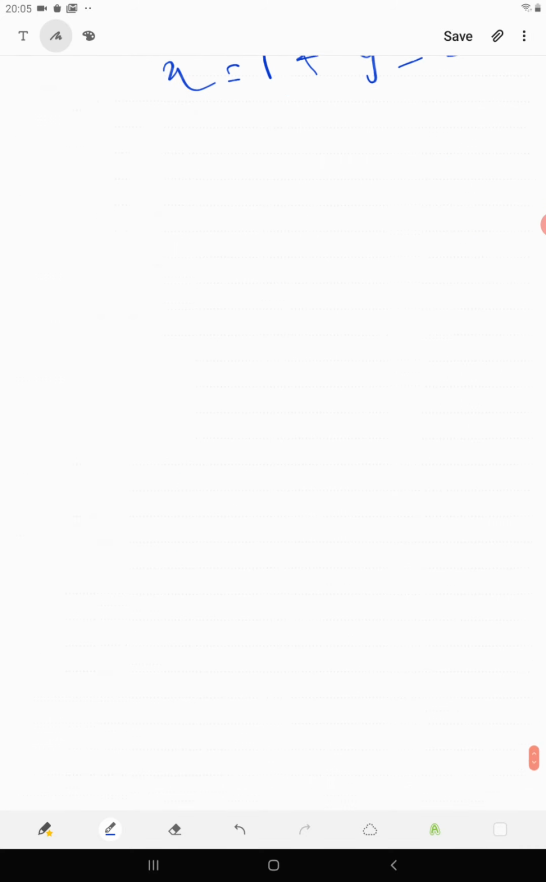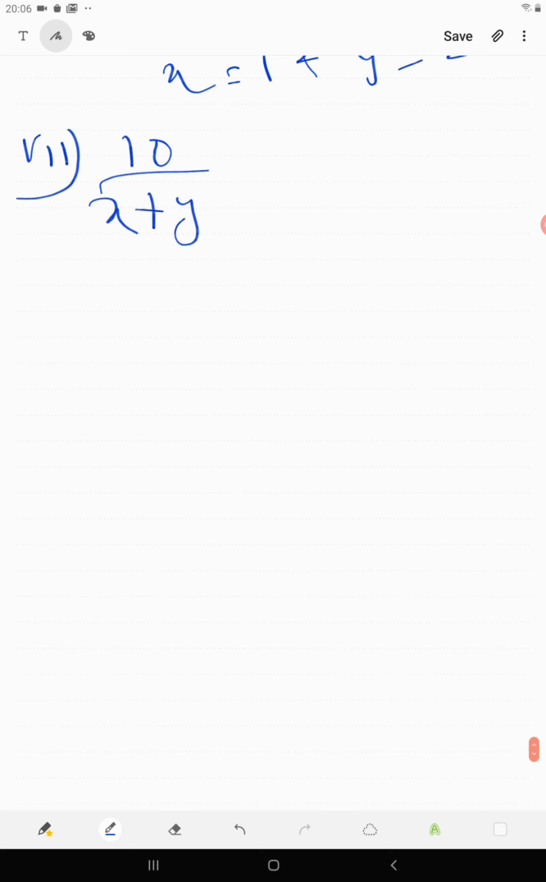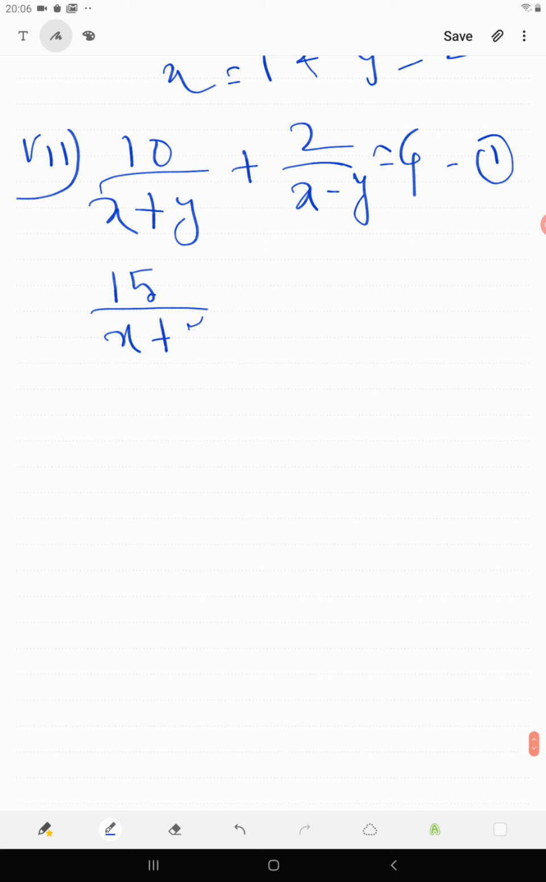Now the seventh one. We will get 10 by (x plus y), okay, plus 2 by (x minus y). Here two-time equation solving we need to do. Equals 4. Okay, this is our equation 1. And next is 15 by (x plus y), okay, minus 5 by (x minus y) equals minus 2. This is our equation 2.